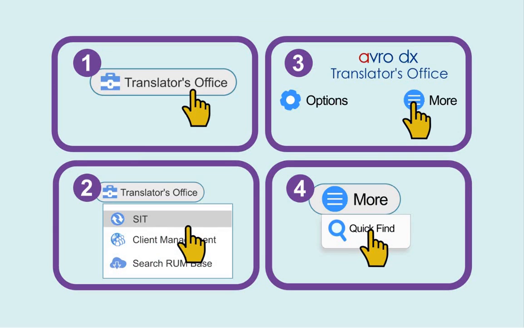One more thing. If at any time you're looking for fast answers to your questions, and you don't feel like referring back to the videos, go to Translator's Office, click on SIT, then on More, and then click on Quick Find. There you'll find a short written version of all the instructions.